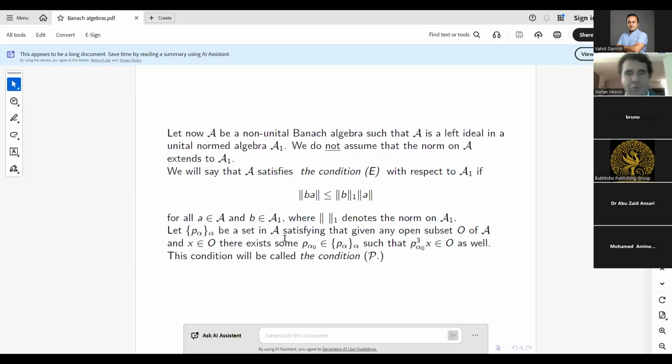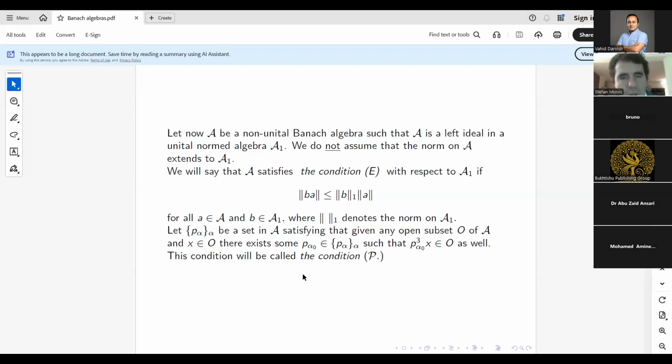And now I want to present the setup, what kind of Banach algebras we study here. So we let A be a non-unital Banach algebra, and A is a left ideal in some unital normed algebra A_1. But for the sake of generality, we will consider two different norms, one norm on A and another norm on A_1. And we will say that A satisfies the condition E with respect to A_1 if this inequality is satisfied for all a in A, b in A_1, where this one norm is of course the norm on A_1, and this is just the norm on A.